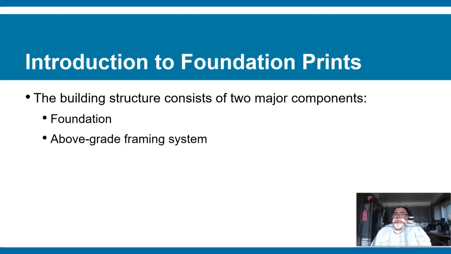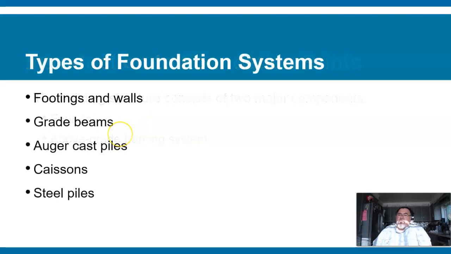So in our introduction to foundation prints, the building structure consists of two major components: the foundation and the above grade framing system, right? So a building is framed and built on top of a foundation. So the foundation is that first concrete component, sometimes wood, but not much, that meets the dirt, meets the ground, where the building meets the ground on the dirt, usually at the foundation level.